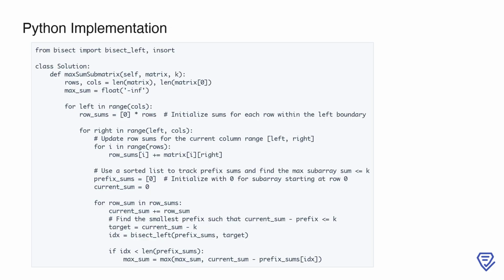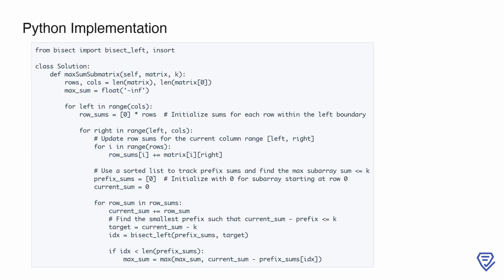We then set up a loop to iterate through all possible left boundaries of the column range. For each left boundary, we initialize an array called row_sums to store cumulative sums for each row. This array will be reset for each new left boundary. Next, we iterate through the right boundaries of the column range, starting from the current left boundary. For each column in this range, we update the row sums by adding the values from the matrix. This gives us the cumulative sum of the rows for the current column range.